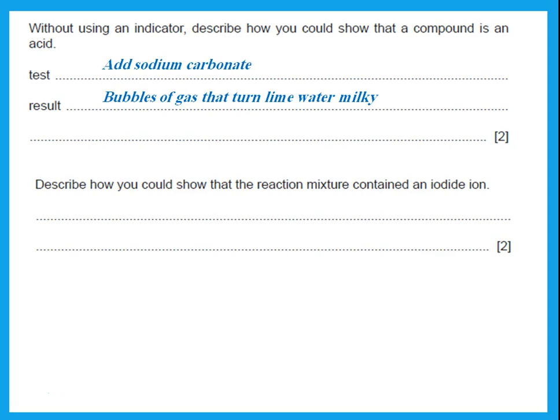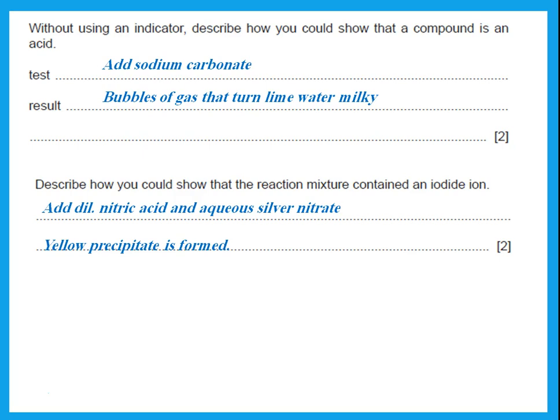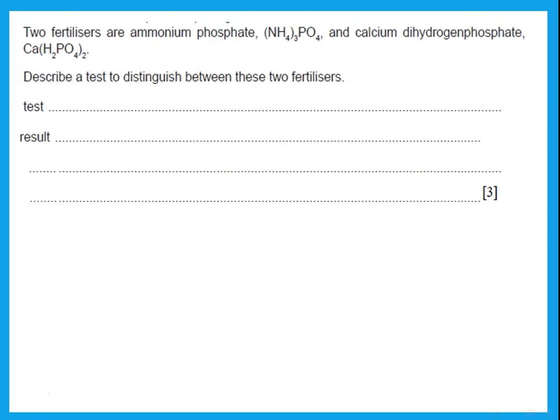Describe how you could show that the reaction mixture contained an iodide ion. Okay, what was the test for iodide? Add dilute nitric acid and silver nitrate. And remember, you need to add both. You don't just add dilute nitric acid and that's it, because actually what gives the precipitate is the silver nitrate. So I'm just adding the nitric acid to make it an acidified solution. So you need to include dilute nitric acid and aqueous silver nitrate. What do you get with iodide? You get a yellow precipitate. A yellow precipitate is formed.